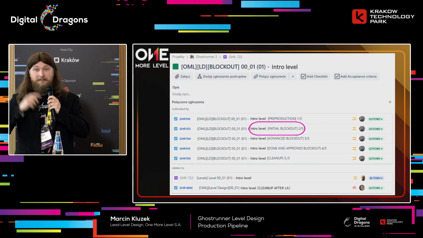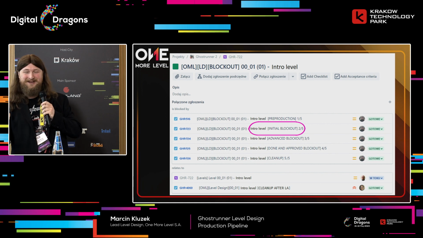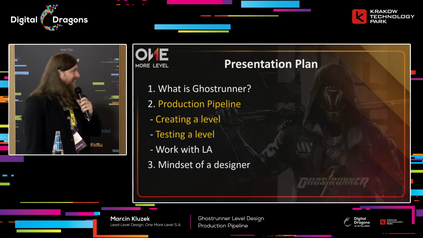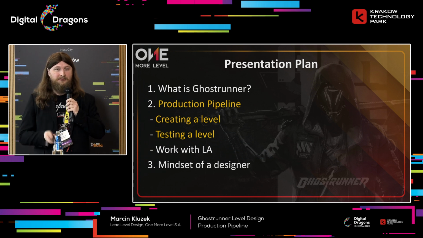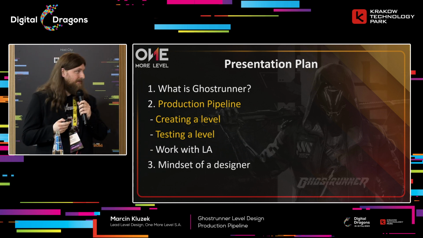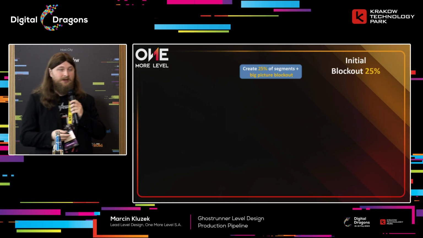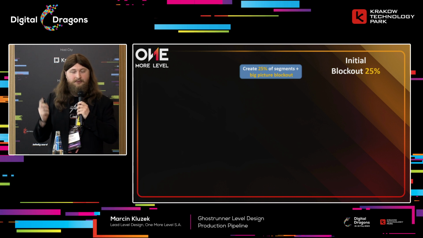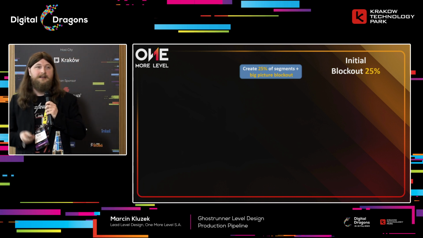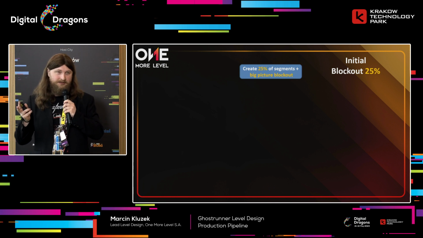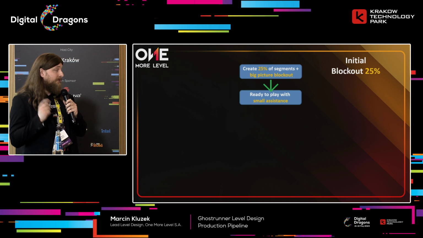So we are done with pre-production. Phew. And now let's do the initial blockout, stage 2. When we are talking about creating a level, we have to talk about how we test the level. This is extremely important. So, initial blockout. We create the big picture blockout. We create 25% of the segments. So let's say 4 segments this is. 2 parkour sections, 2 combat sections, something like that. Not too much. And it should be ready to play.